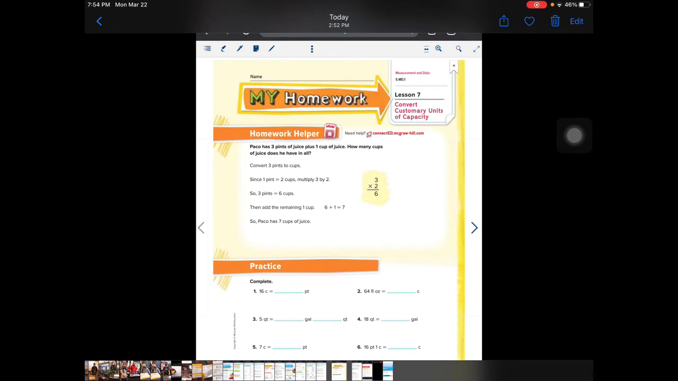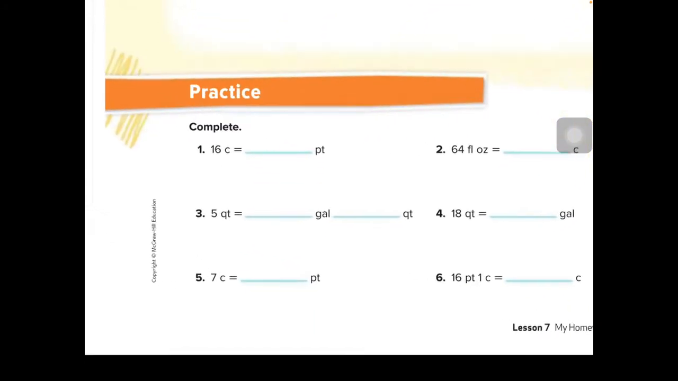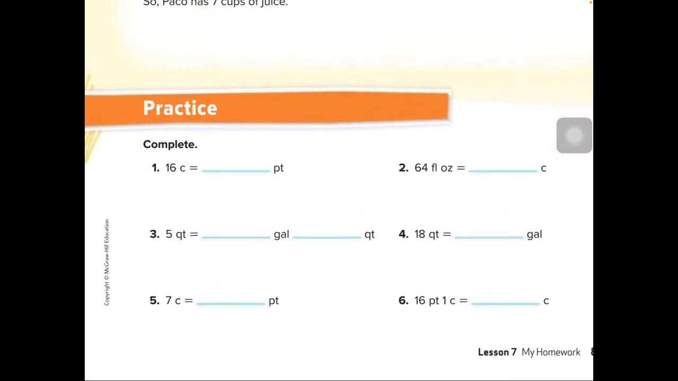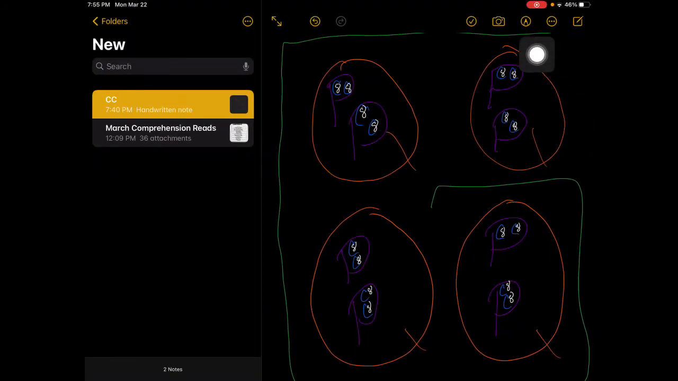Okay, we're going to cross out this page and head to our homework. Again, we are converting customary units of capacity. Make sure to use your big G poster to help you out with this. Okay, we have 16 cups. How many pints is that?